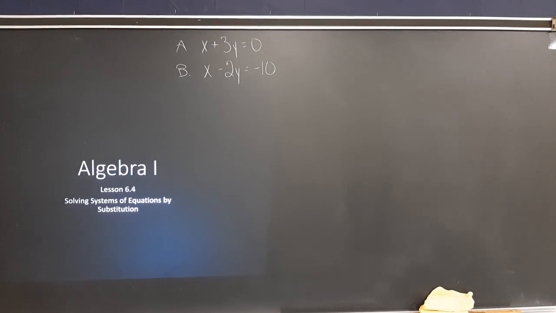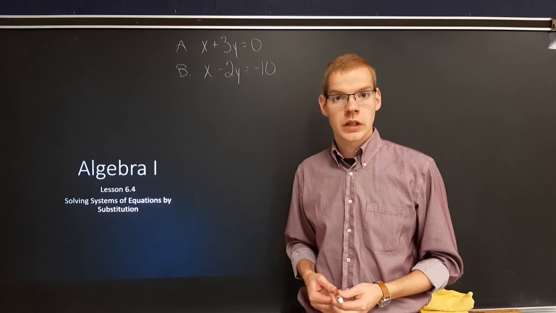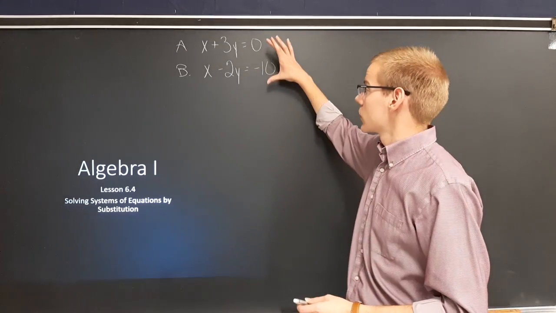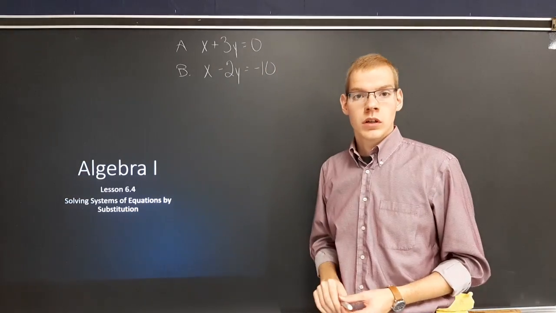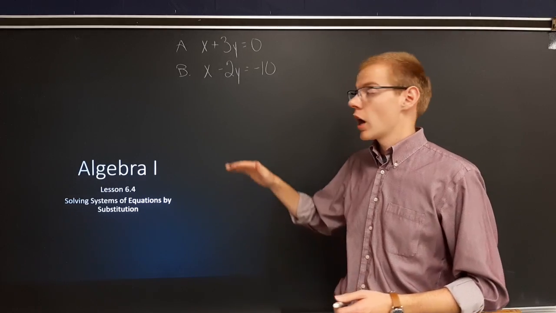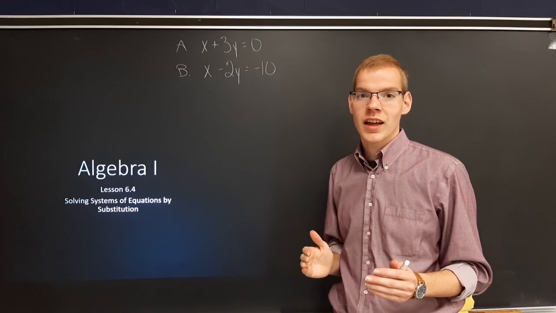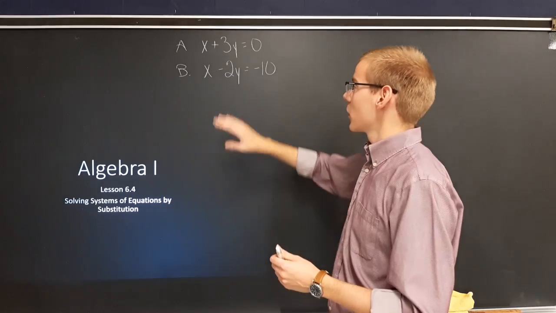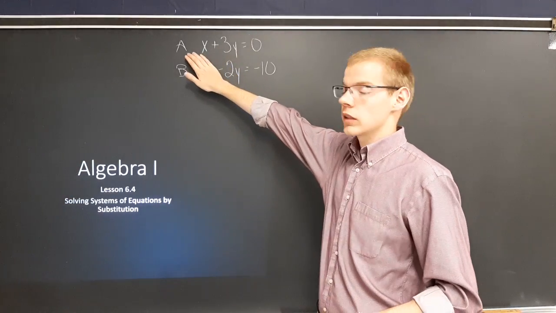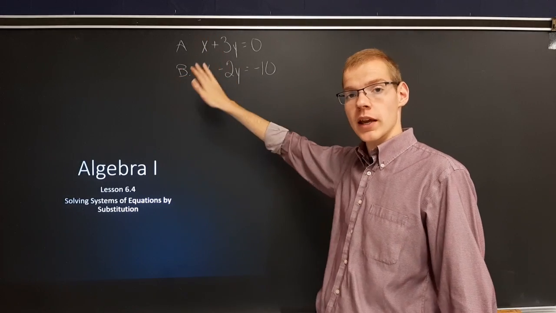Algebra Lesson 4, Solving Systems of Equations by Substitution. What we're going to be doing today is taking these two equations and substituting the answer of one into the next, and all the way at the end getting a coordinate. With this type of thing, always label your equations A and then your second one B. So the first one A, second one B.